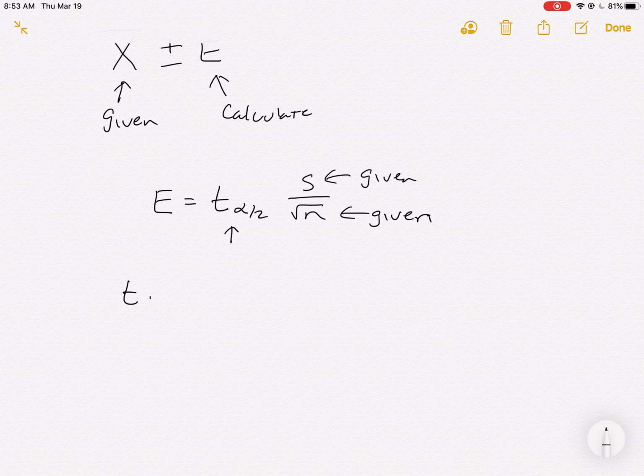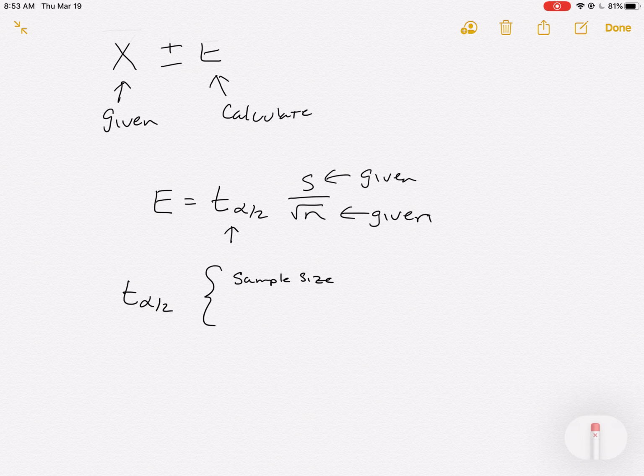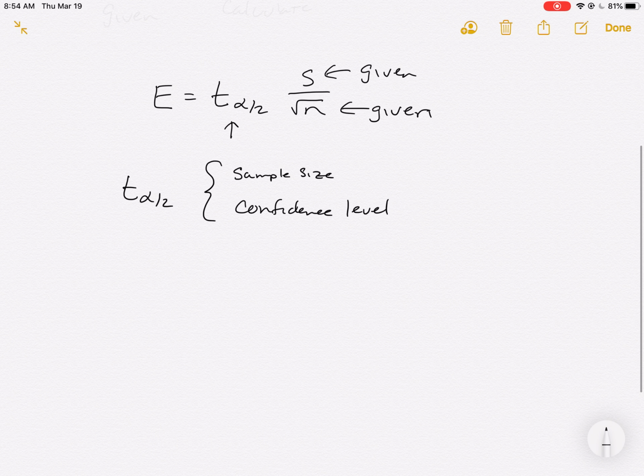So t alpha over 2 is found by using two pieces of information. In order to determine it, I'll need to know a sample size, and I'll also need to know an area, right? Or apologize, let me restate that. Not an area, but how we're going to get that area is a confidence level. So those are the two pieces of information that we need to pull out of the problem to help us find t alpha over 2.